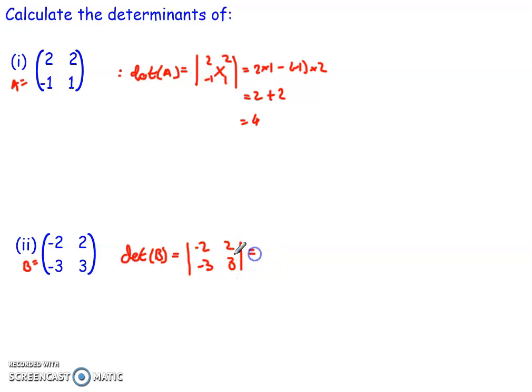And again, it's the same set of steps. Two diagonals, take away the products from one another. So it's negative 2 times 3, take away negative 3 times 2. So that would be negative 2 times 3, which is negative 6, take away negative 3 times 2, which is negative 6, so negative 6 plus 6, which would be equal to 0. So for this one, there would be no solution if this was a system of equations. Determinant is 0, so I wouldn't have a solution for that one there.